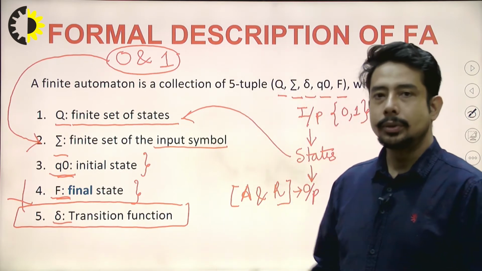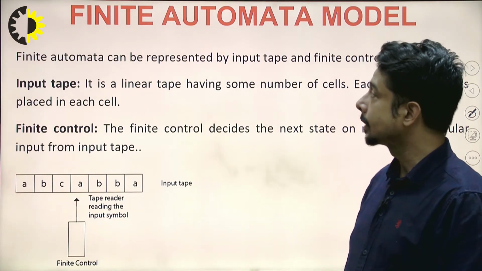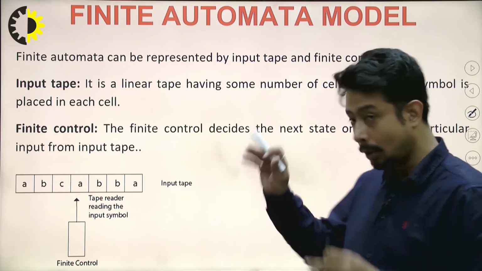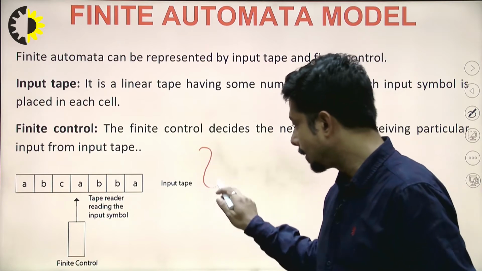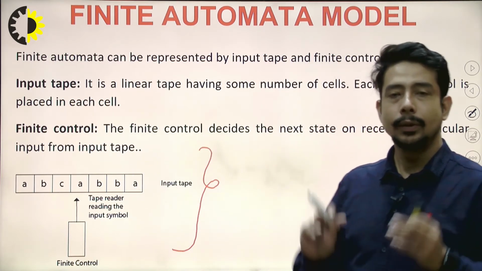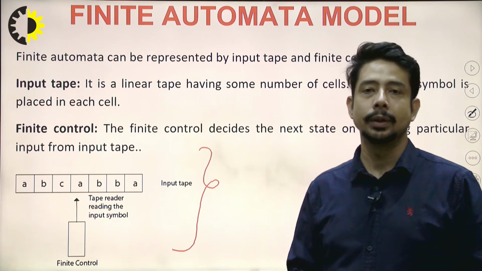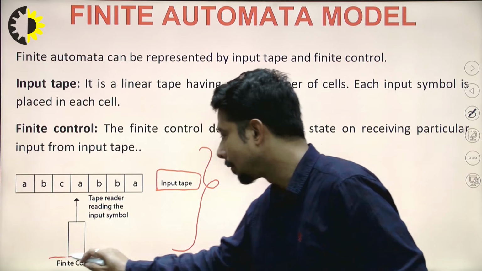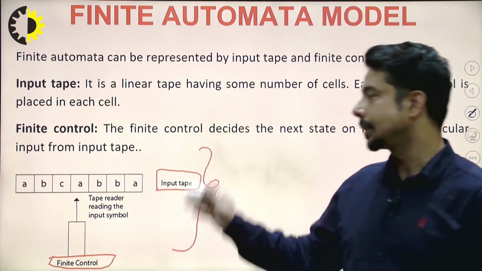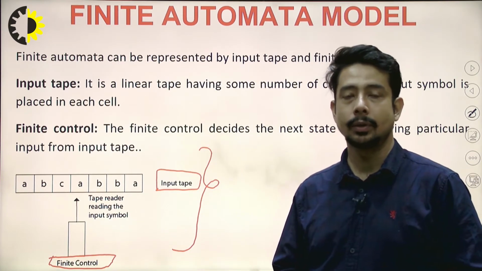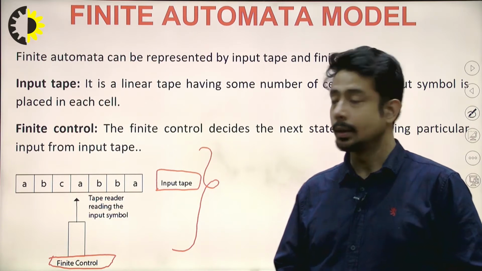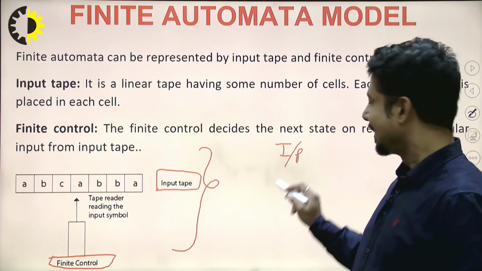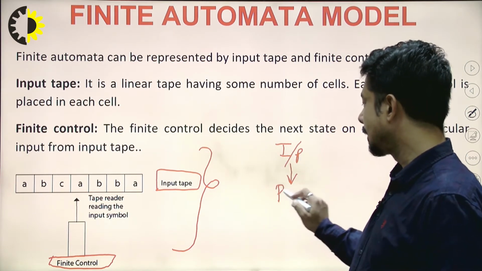Okay, let's go to the next slide. The next slide covers the configuration of the finite automaton model. We just need two important data structures for configuring a finite automata. One is your input tape, and the other one is your finite control. These are the two important data structures for implementing a finite automaton model. Why? First of all, I have told you that we will be taking the input. So I have to take the input, and from the input, the processing will be done.